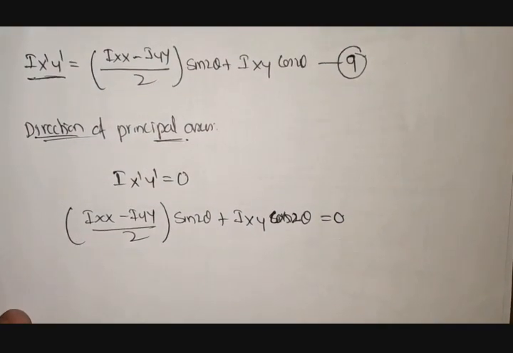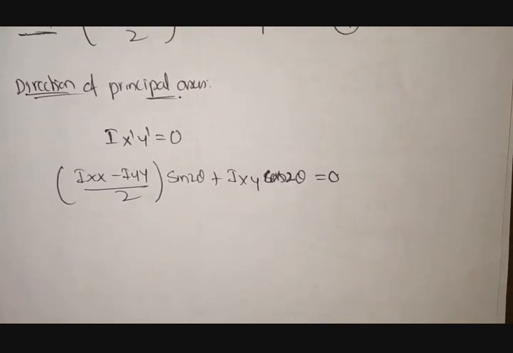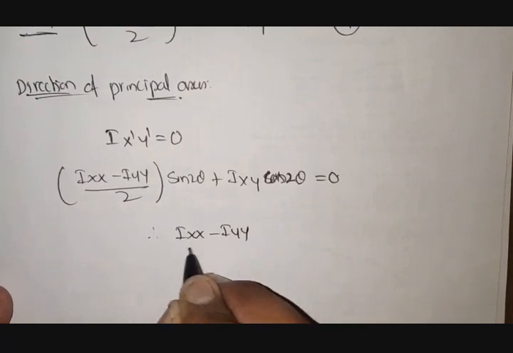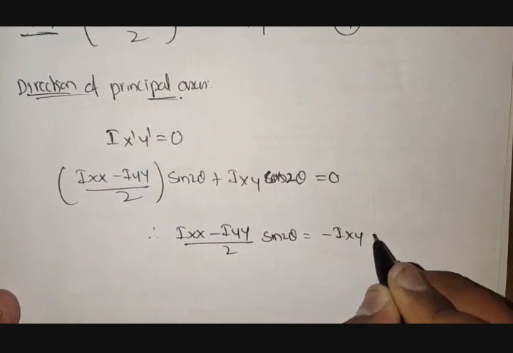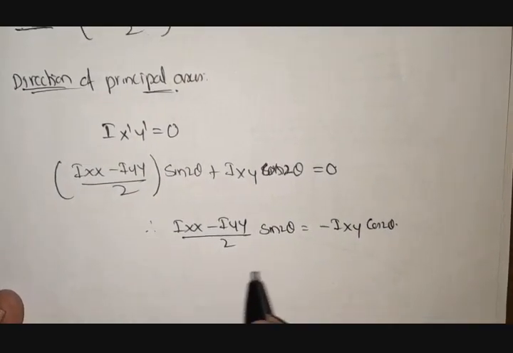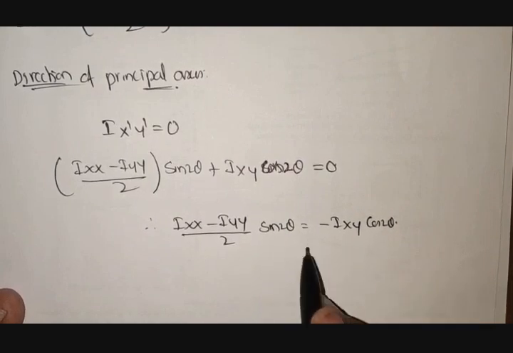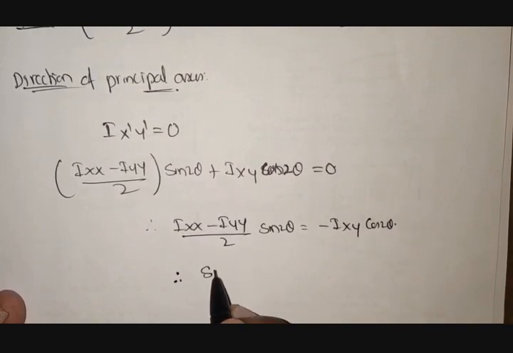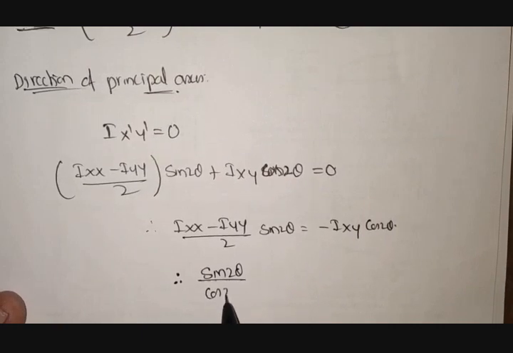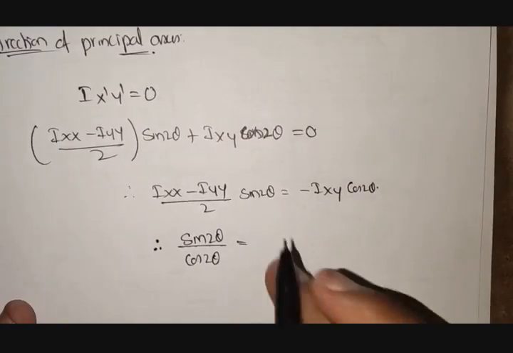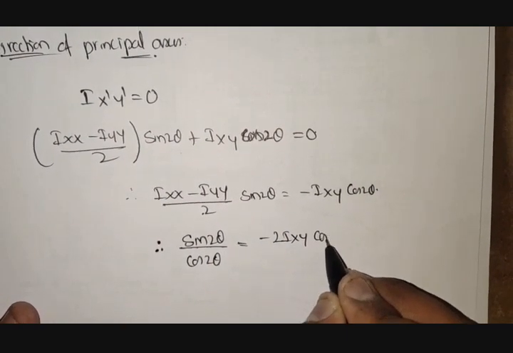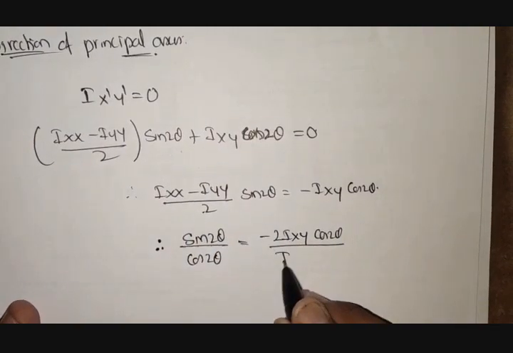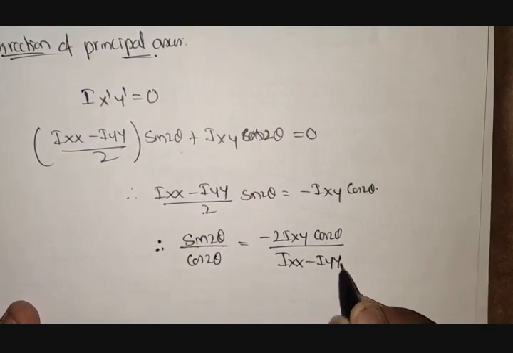If I make this equation equal to 0, then we will get the direction of the principal axis. Therefore (Ixx minus Iyy)/2 into sin 2 theta is equal to minus Ixy cos 2 theta. So bring this sin 2 theta and cos 2 theta to this side. Therefore sin 2 theta by cos 2 theta is equal to minus 2 Ixy divided by this value, Ixx minus Iyy.